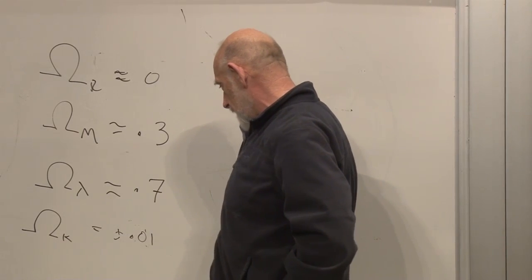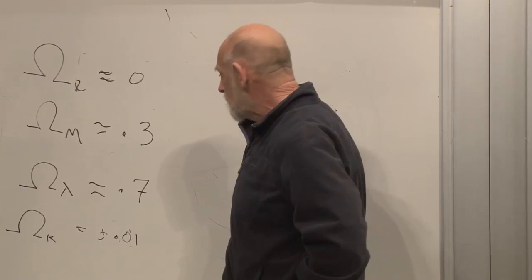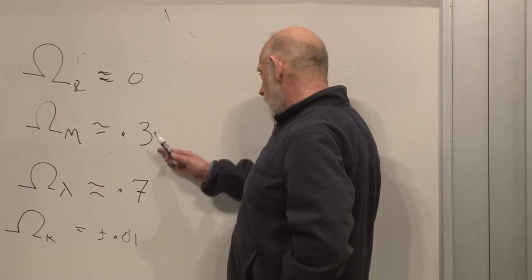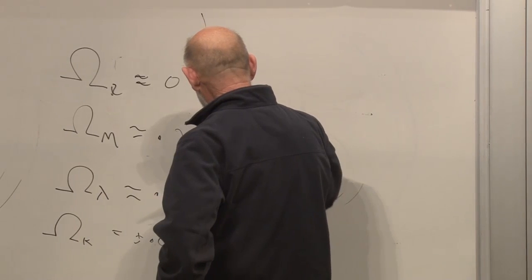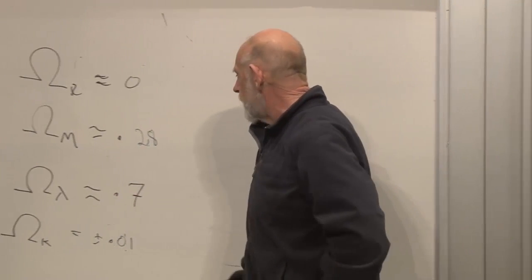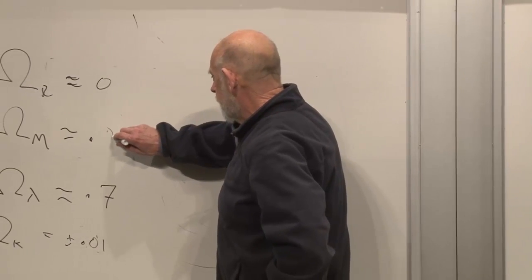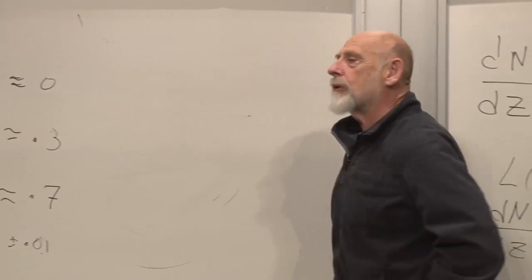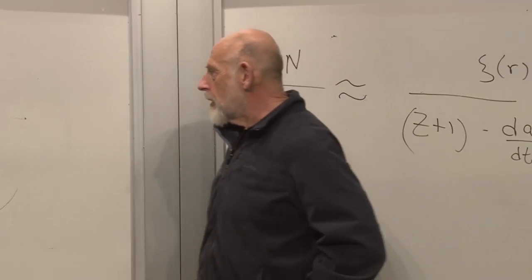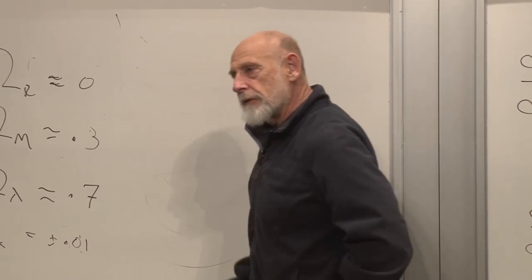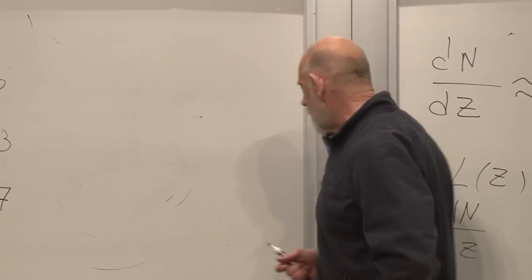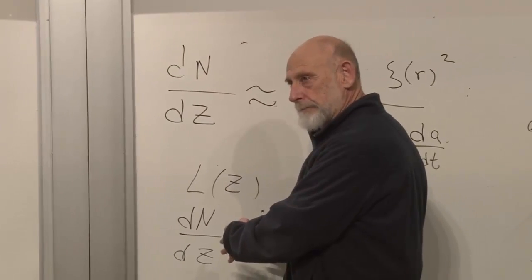This one is rather small, 0.01. They're all small. I think this is 0.28 if I remember. Let's call it 0.3. So these numbers are known to about 1%. And if you vary them very much more than 1%, these tests fail.